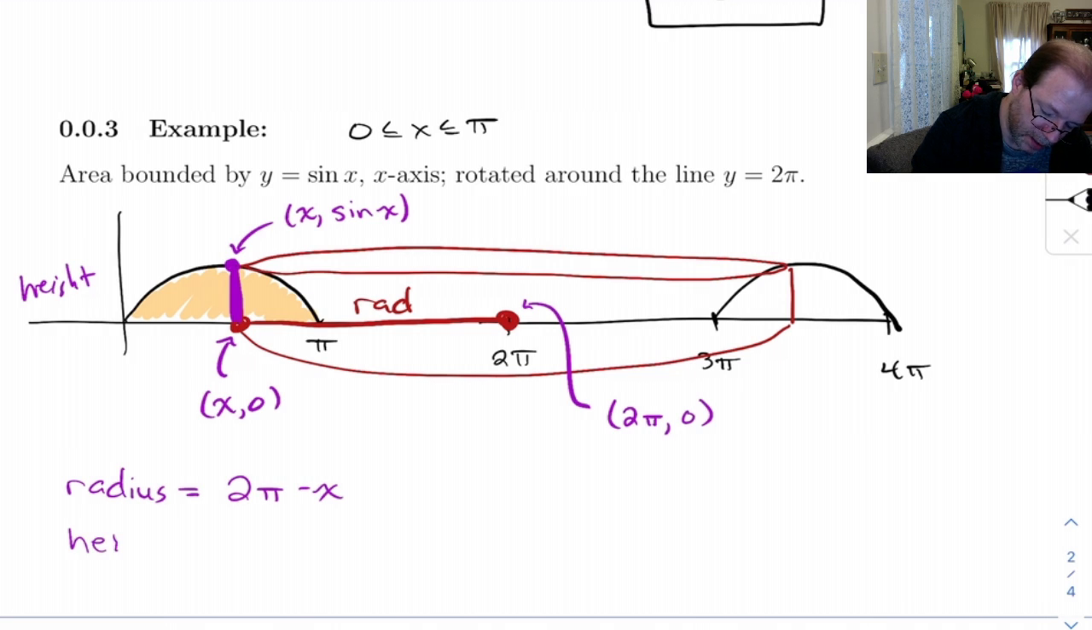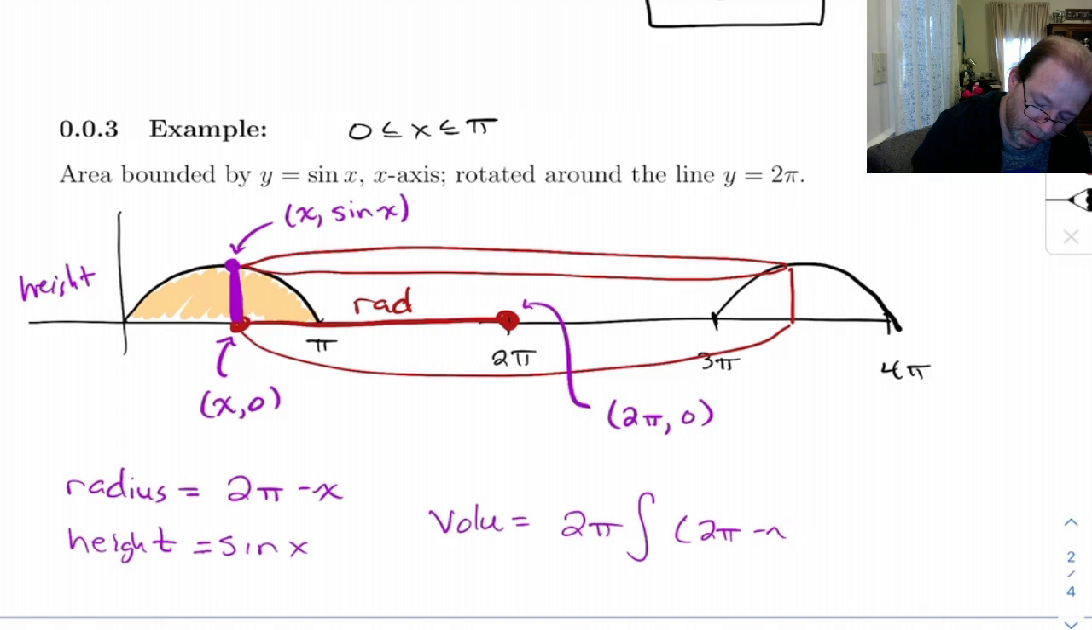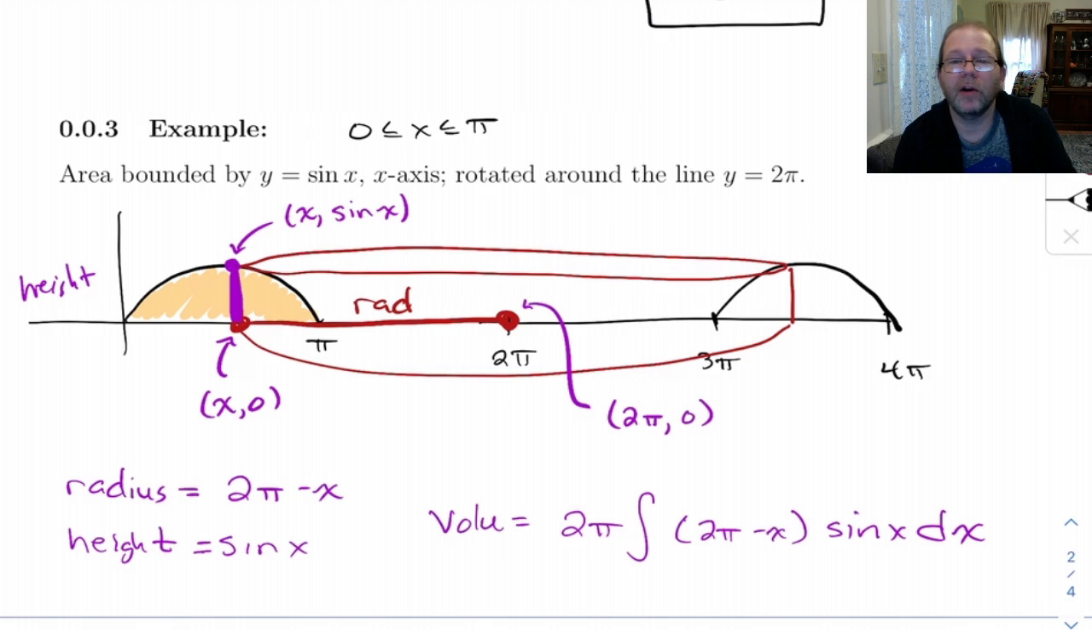And the height is the length of this line, and so that's the difference in the y coordinate here and here. So that's going to be sine x minus 0, or just sine x. So our volume is going to be 2 pi integral radius, height, thickness. Thickness is dx. All right, now our endpoints always go from one side of the area to the other. So that's going to be from 0 to pi.